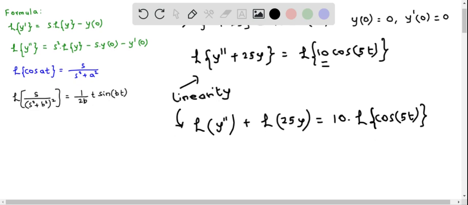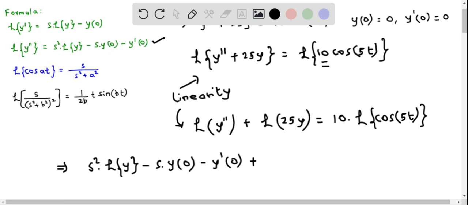Now we will be utilizing this formula to find the Laplace transform of y double prime. So I'm going to use this formula, that is Laplace transform of y double prime equals s squared times Laplace transform of y minus s times y of 0 minus y prime of 0. So we have taken the Laplace transform of y double prime.